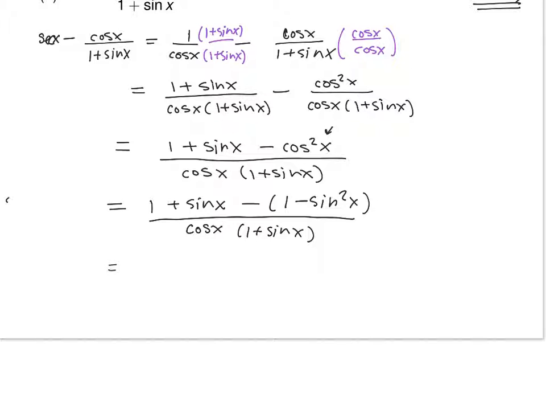Once that negative distributes, what's going to cancel? The ones and also the negative sign, right? So we're going to have sine x plus sine squared x over cosine x times 1 plus sine x. And I say 2 more steps, okay? Is there any way you can simplify the numerator just a tad? Take out a sine x, great.